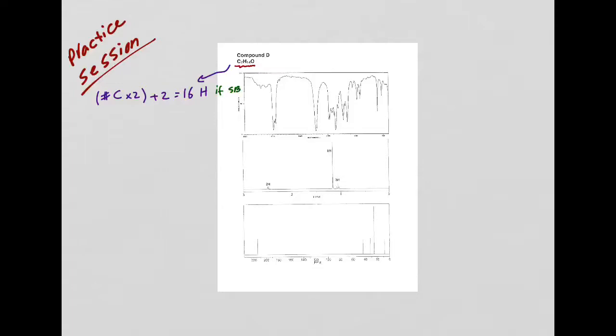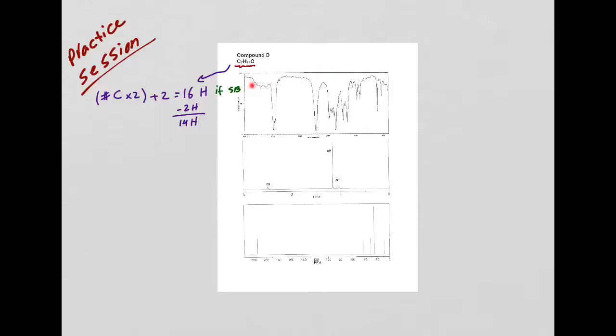But what do I have here? I have 14 hydrogen. So what does that mean? That means I lost 2 hydrogen. So there is a double bond, there is a ring, there is something like that in this compound. Most likely a double bond, but we're not going to rule anything out. So far so good? Okay, so I know I don't have any benzene ring and I will only have 1 double bond or 1 ring.